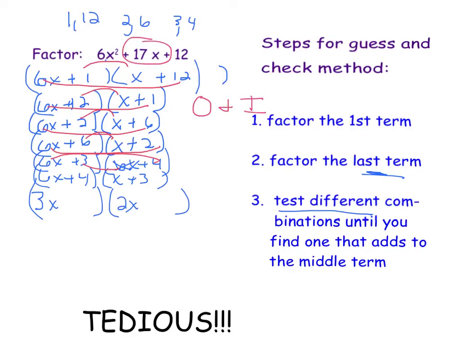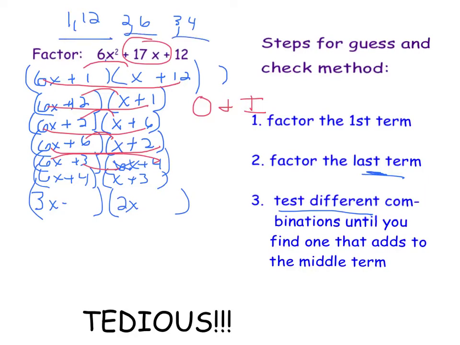All we're doing is checking the outer and the inner to see if we have our middle term. So you can see how very tedious this is. And I could go on, but I think you get the point, at least I hope you do, because after we check all of these and they don't work, so this last one is 18 plus 4, then we have to go to the 3x and the 2x and match up all of these different possibilities.